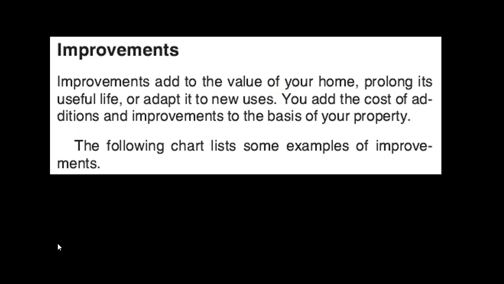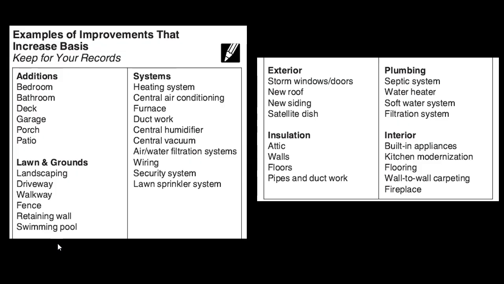Back to the text. You add the cost of additions and improvements to the basis of your property. The following chart lists some examples of improvements. So here we're going to go through some common examples of what improvements would be. So we have additions. If we had some type of addition, like an added bedroom, bathroom, deck, garage, porch, patio, if we actually built onto the home, then that would pretty clearly be an improvement because we actually added to the home. We've made it more than it was before.